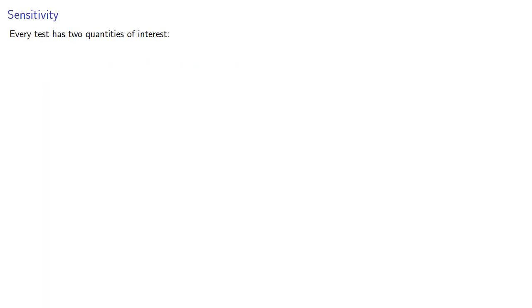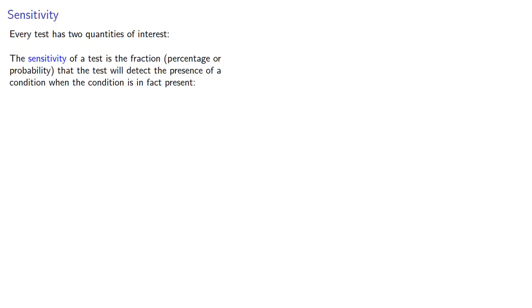Every test has two quantities of interest. The sensitivity of a test is the fraction, typically expressed as a percentage, but really a probability, that the test will detect the presence of a condition when the condition is in fact present. In other words, it's the probability a test returns a positive result when it should.